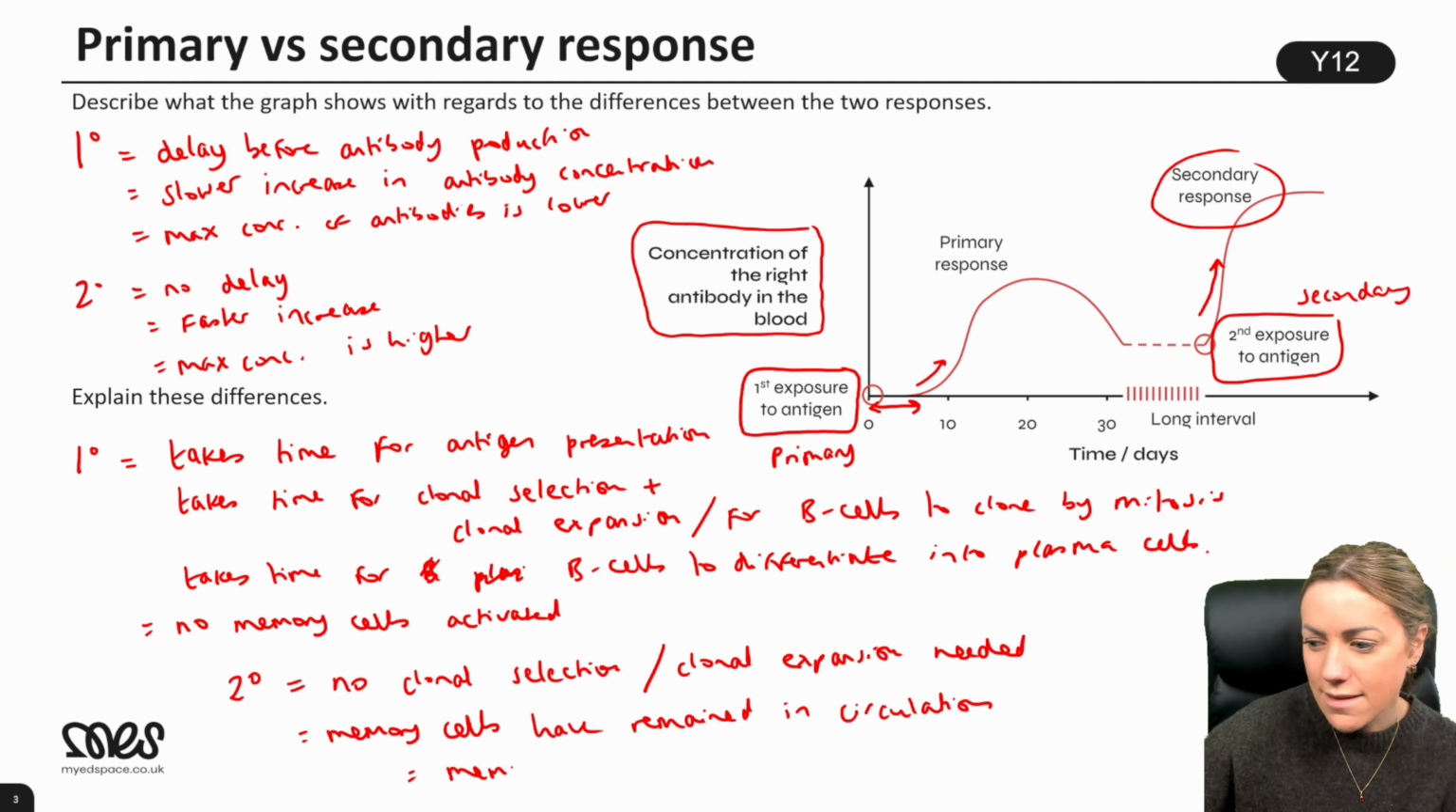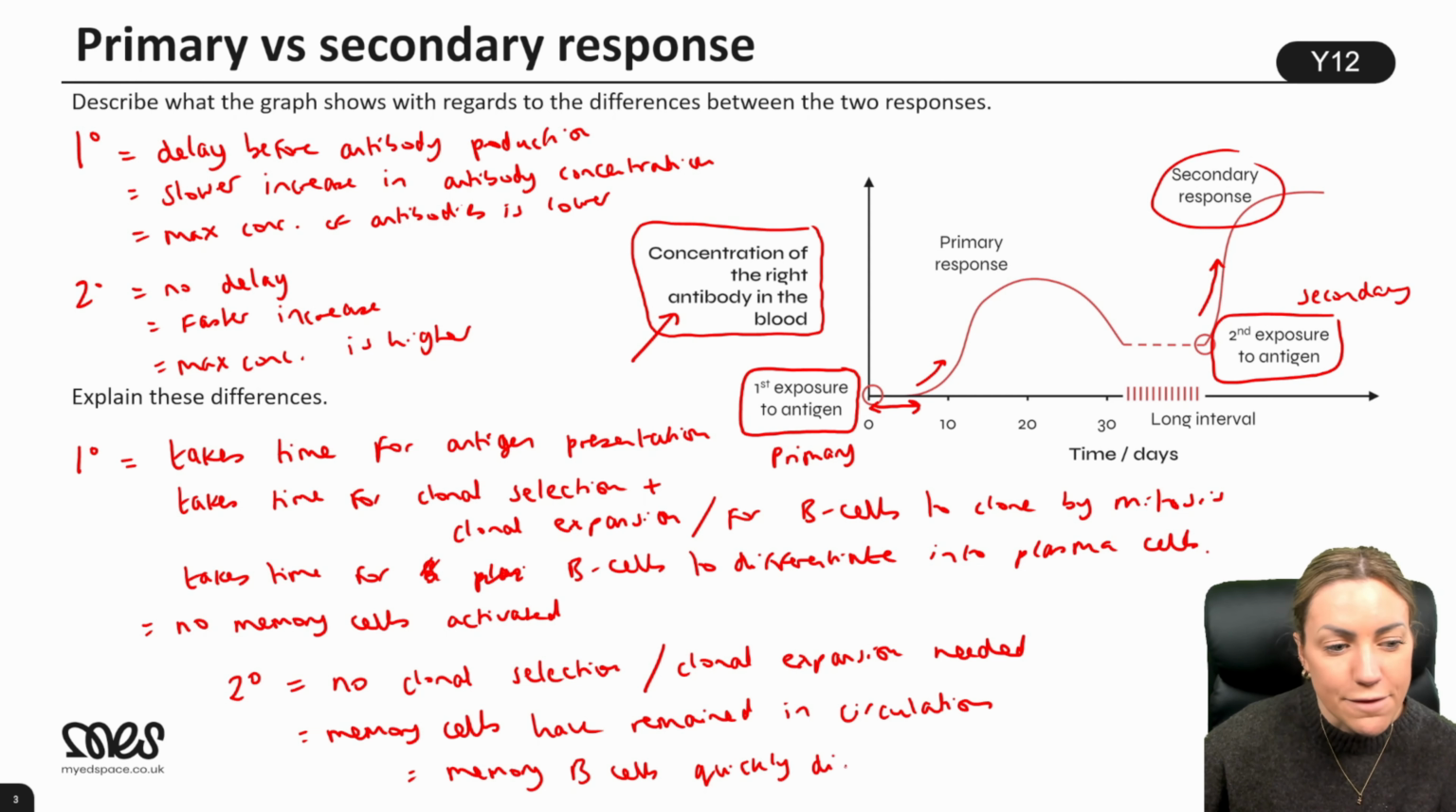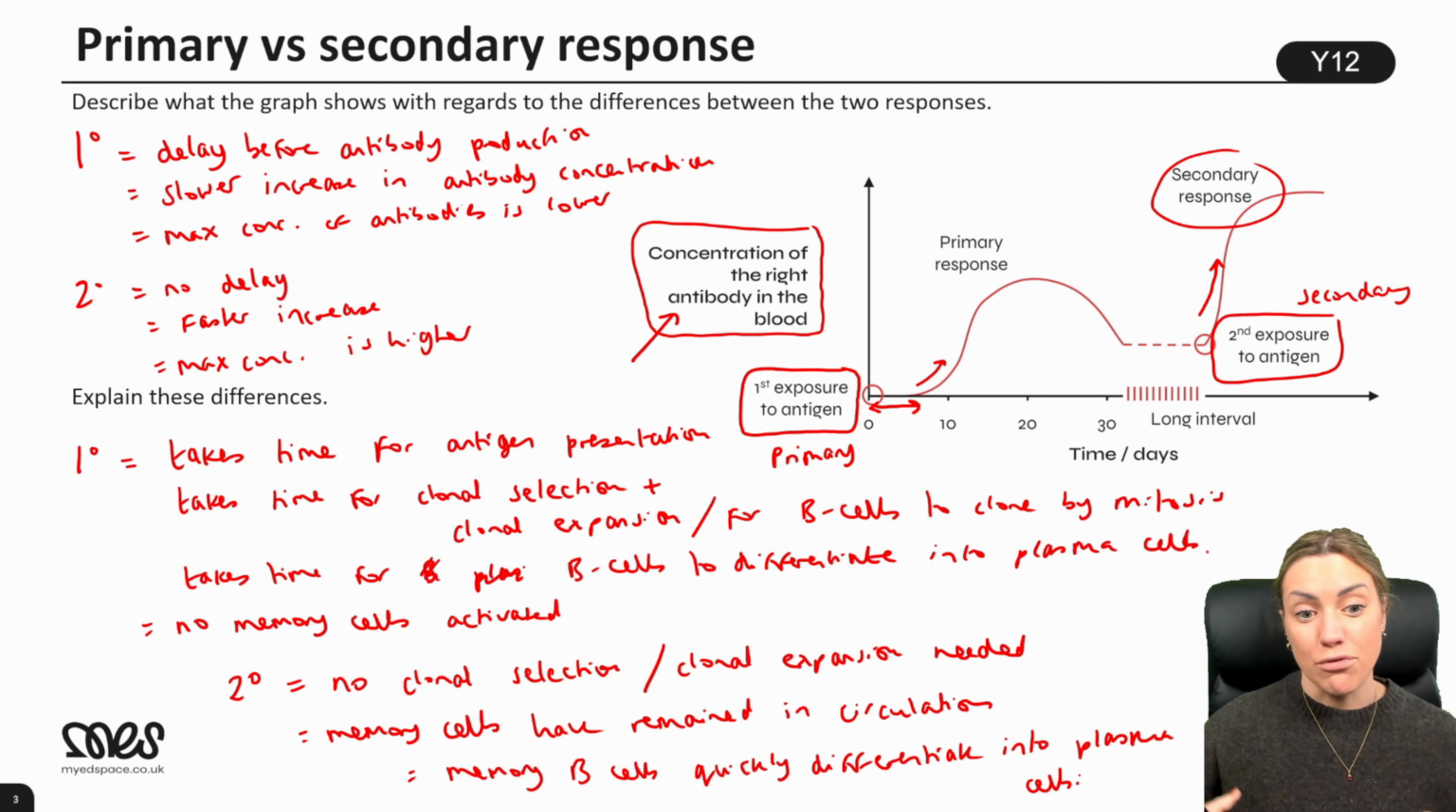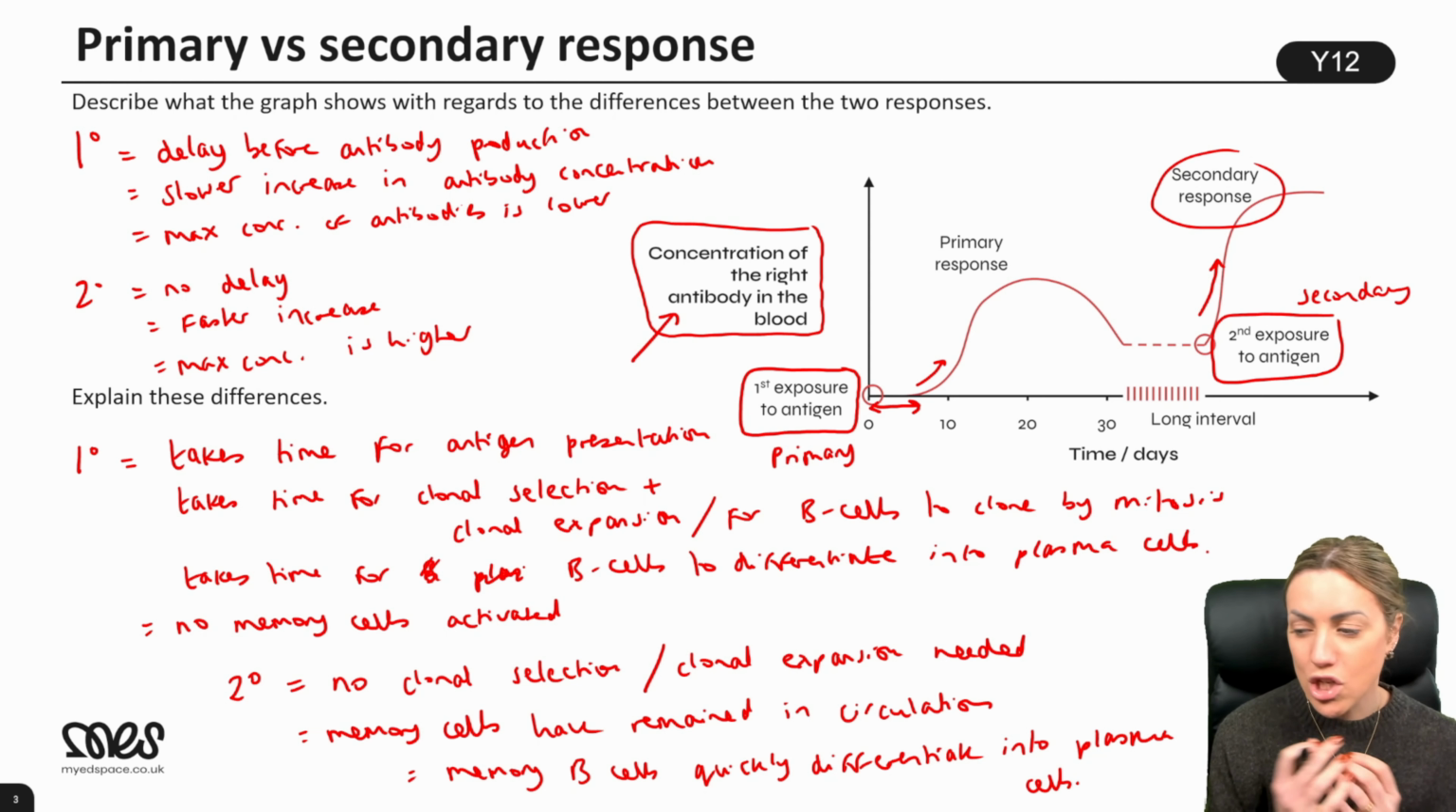Memory cells, for example, memory B cells, which is important to talk about here because we are looking at antibody concentration. Memory B cells quickly differentiate into plasma cells. And obviously, plasma cells are the ones that produce antibodies. So this explains why you're not going to have that delay because you're not waiting for clonal selection and clonal expansion. You already have memory cells that have remained in circulation that can recognize the antigen.